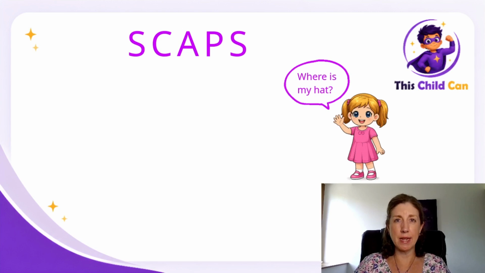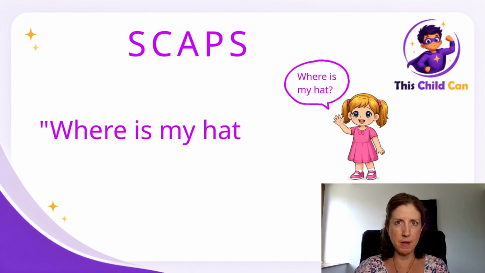Let's construct a simple sentence now using SCAPS. We start with S, the speech marks. This is because the speech is beginning. Next is C, the capital letter. The sentence has just started, so it must have a capital letter. Following this is the part that's actually said by the character. Now, if the child gets confused by this, refer back to your picture with the speech bubble to look at the exact words that were spoken.